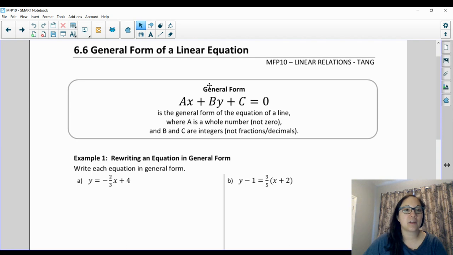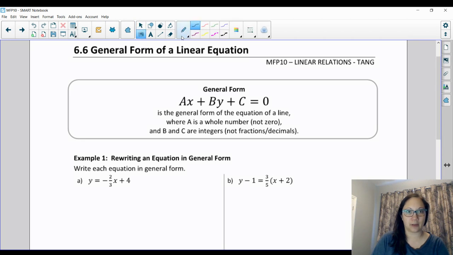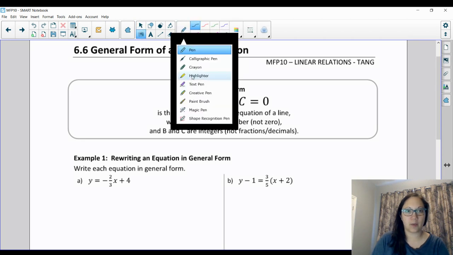But what is a useful skill is knowing how to change an equation from general form back into slope-intercept form, because that's our most commonly used form. But there's a few neat things about general form, so that's what we're going to talk about today. So general form of a linear equation is when your equation can be written in the form ax plus by plus c equals 0. So you can set it equal to 0. So that's an important feature.